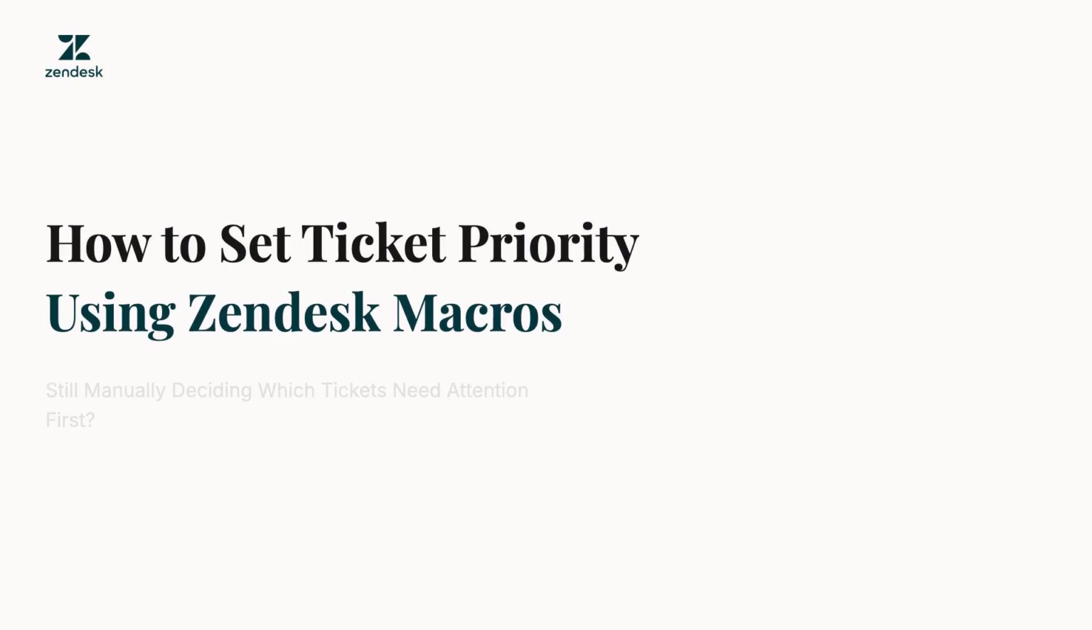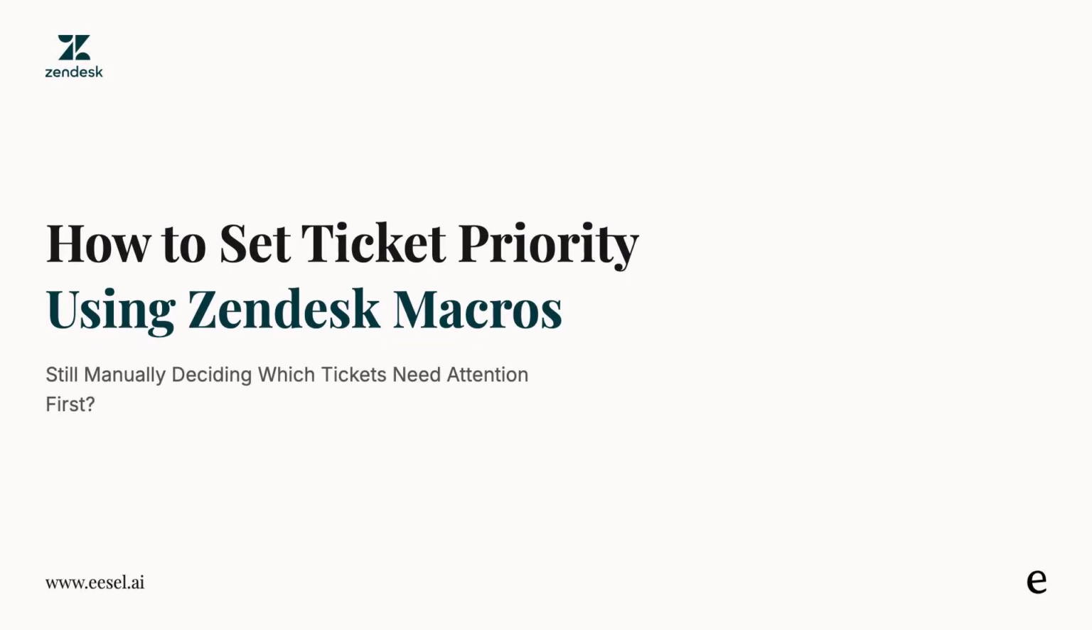When a flood of support tickets hits your team, the difference between a churned customer and a satisfied one often comes down to one thing: knowing which ticket to touch first. Zendesk macros let you set ticket priority with a single click. Here is exactly how to build them.